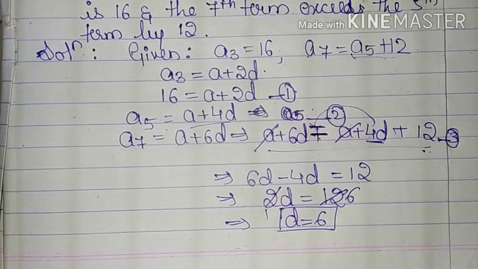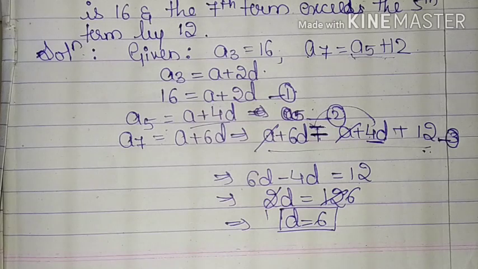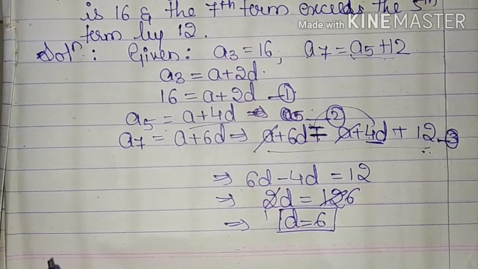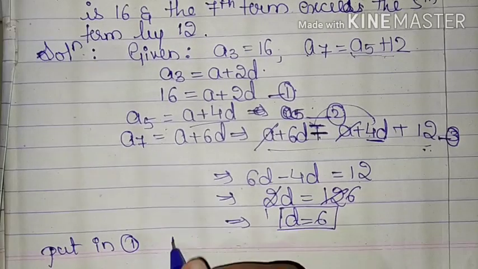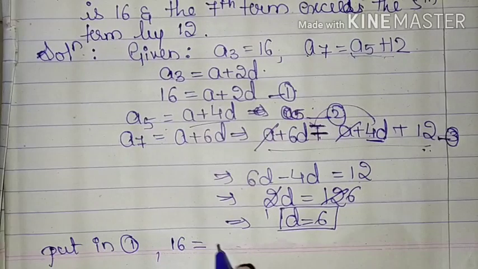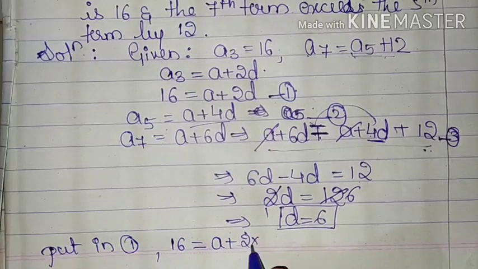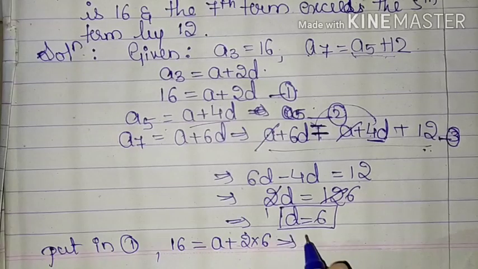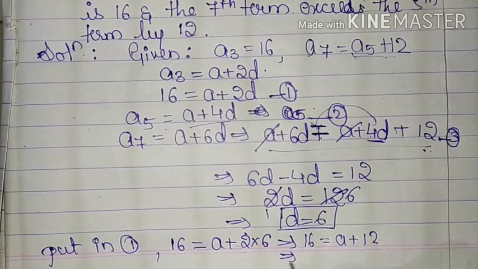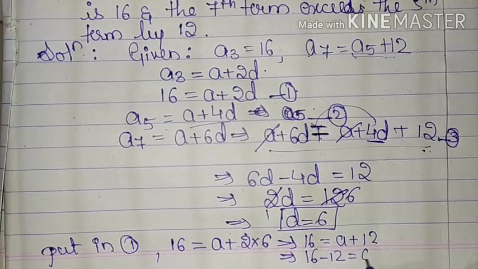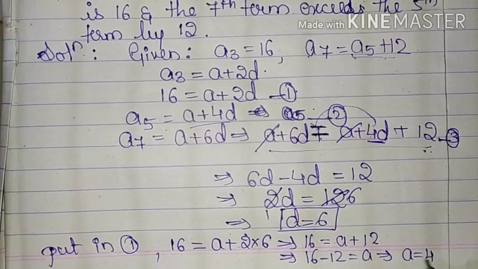This is the value of the common difference of our given arithmetic progression, that is 6. To find the value of A, just put this value of D in equation 1, that is 16 is equal to A plus 2D. Putting in 1, we get 16 is equal to A plus 2 into 6. This implies 16 is equal to A plus 12. This implies 16 minus 12 is equal to A, which means A is equal to 4.